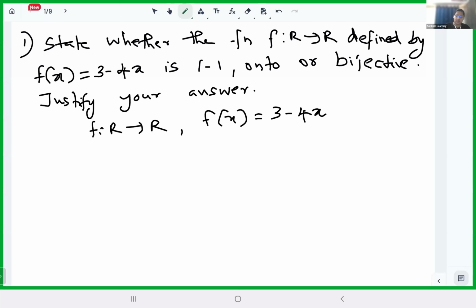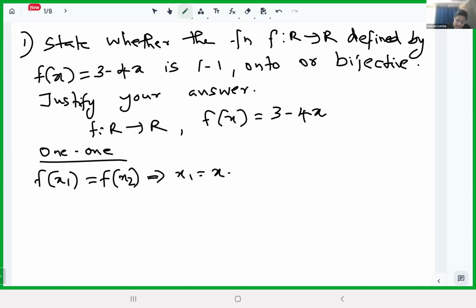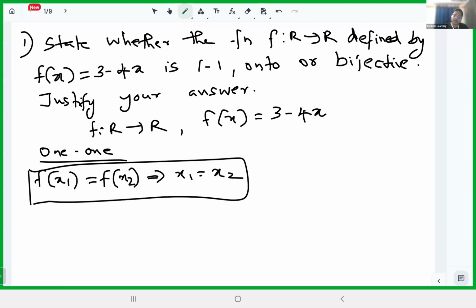So how will you check it? First of all, we have to check whether it is 1-1 or not. What is the condition? If you consider two elements, if f of x1 equal to f of x2, then x1 equal to x2, then we can say that the given function is 1-1.